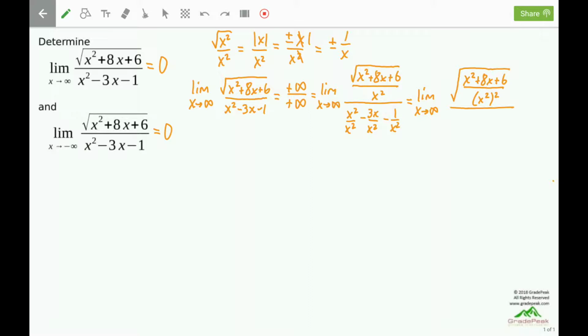In the denominator, x squared over x squared is a 1. In the second term, one of the x's will be able to cancel from the denominator with the x in the numerator, leaving a minus 3 over x. And then the third term has no x's to cancel, remain as a negative 1 over x squared.